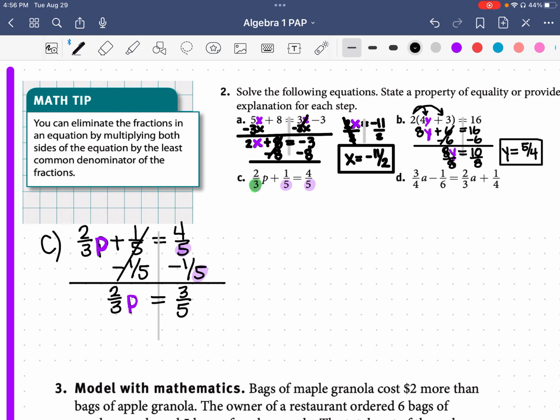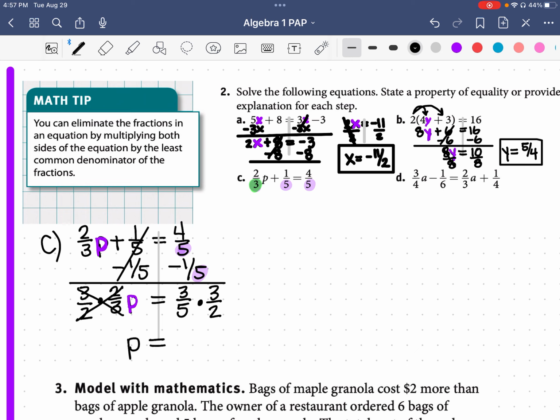Now remember, we've already talked about how to get rid of a fraction that is in front of a variable like p. We're going to multiply by the reciprocal. This is going to cancel out my fraction. What I do to one side, I must do to the other. So my fraction is gone, leaving me with my variable of p.